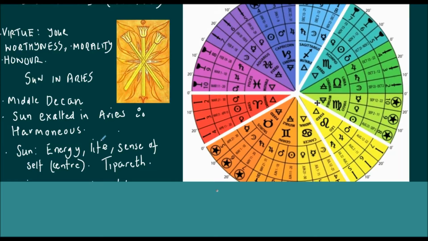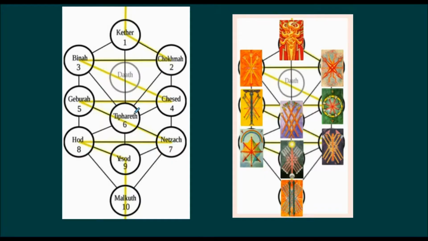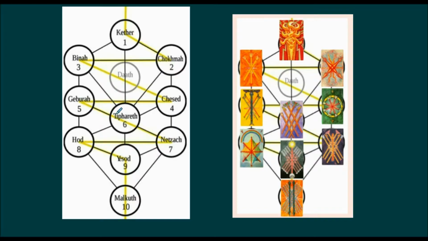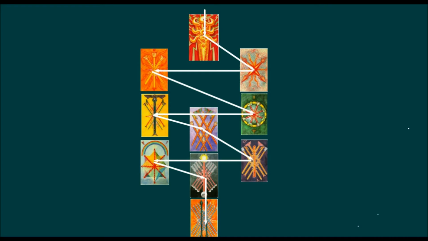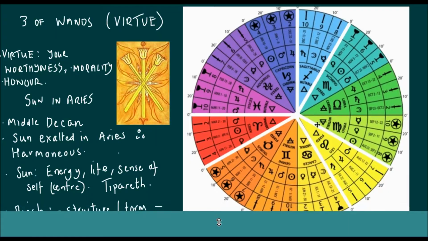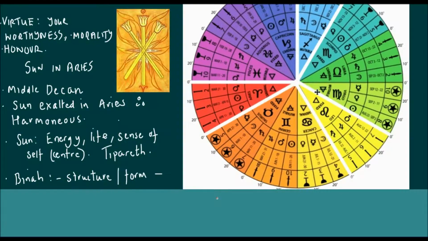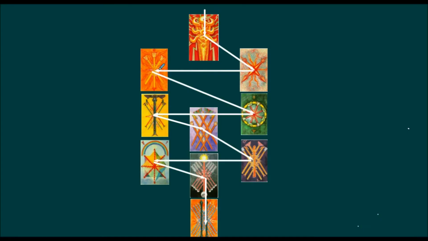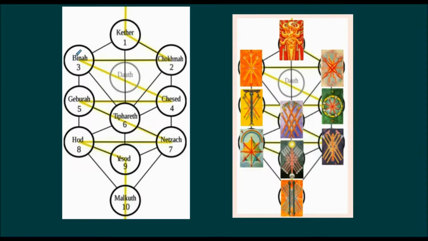The Sun itself is a source of energy and life, it sustains the solar system, and it's our sense of self, because the Sun rules Tiphereth on the Tree of Life, and this is right smack bang in the middle, just underneath Kether here, and it's associated also with Christ consciousness. Binah, which was the third Sephirah here, this one is ruled by Saturn.